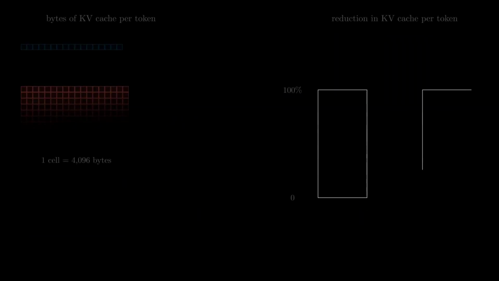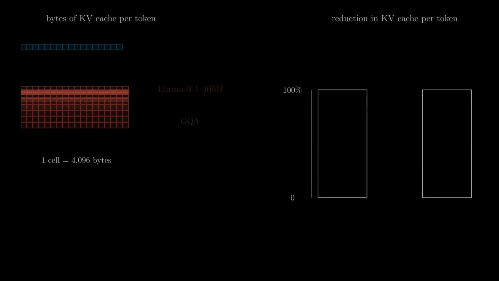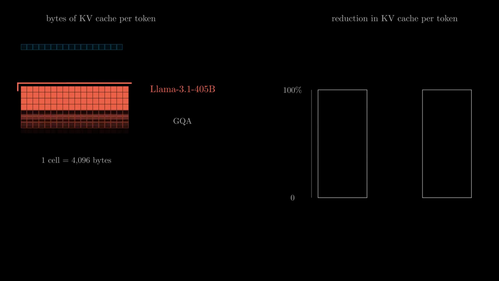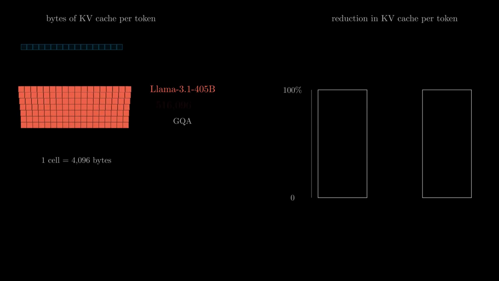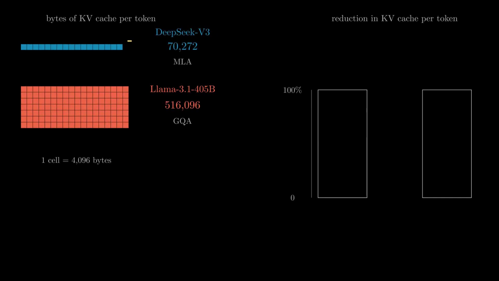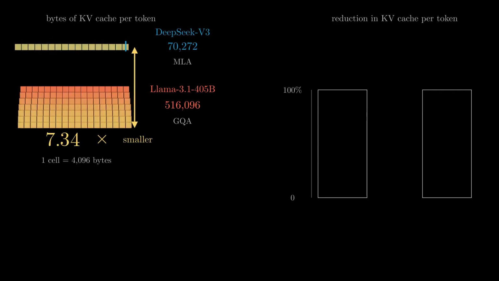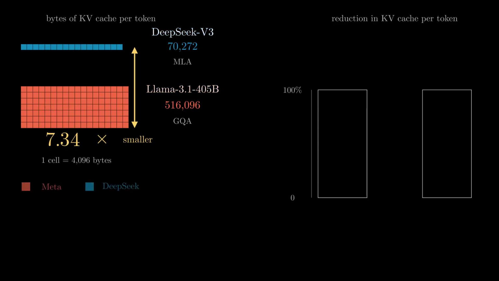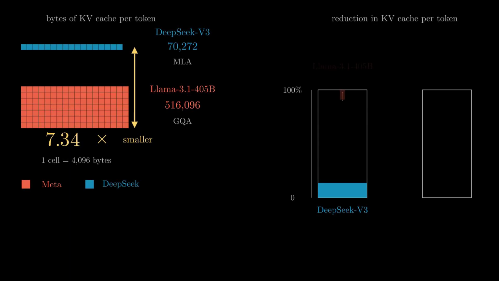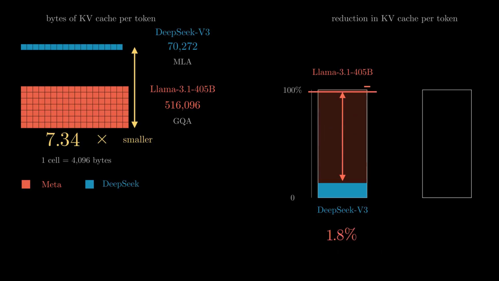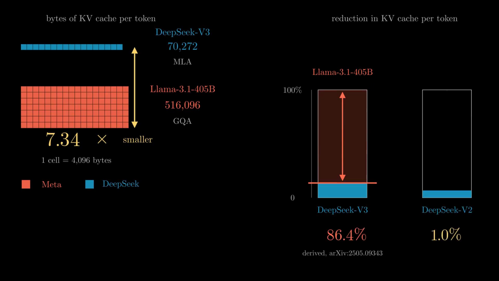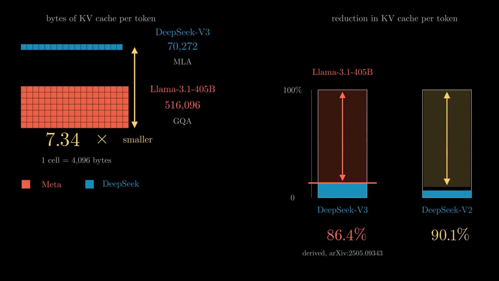And measured against a real competitor rather than a counterfactual, the gap is still large. Llama 3.1 at 405 billion parameters and using grouped query attention stores 516 kilobytes per token, where DeepSeek v3 stores 70, so 7 1/3 times smaller, on a model that is in the same conversation about capability.